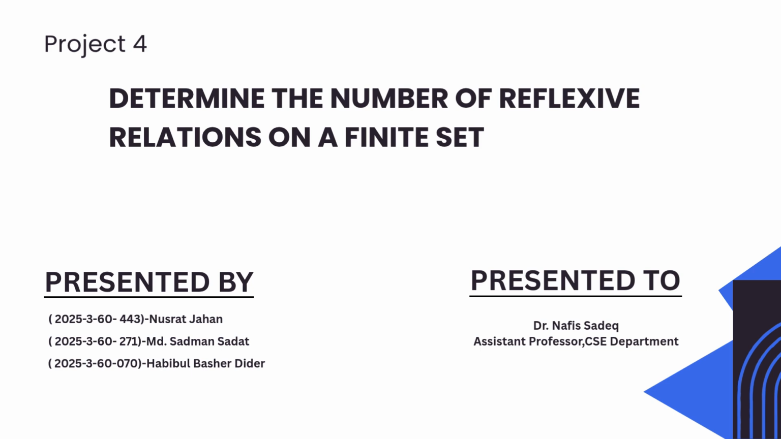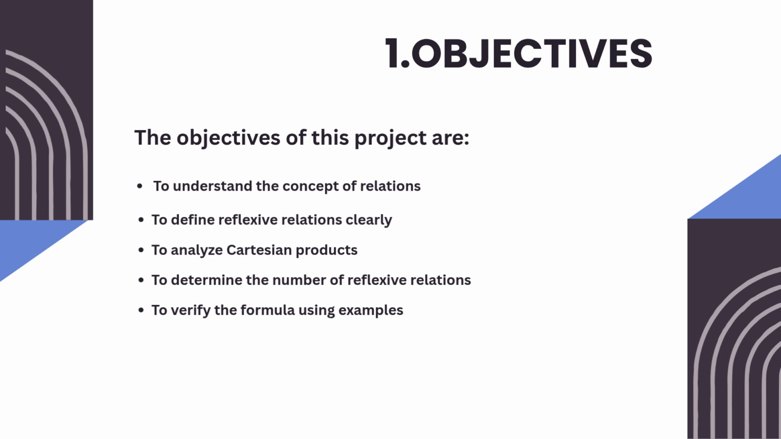Now I would like to begin with the objectives of our project. The objectives of our project are simple and clear. First, we want to understand the basic concept of relations in discrete mathematics. A relation is an important idea because it shows how elements of a set are connected to each other.